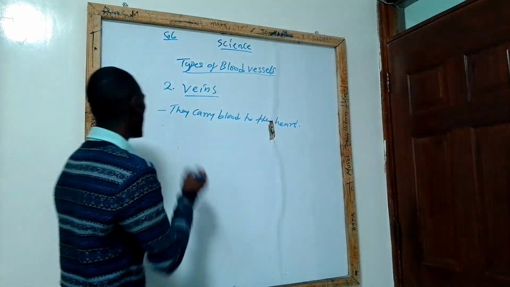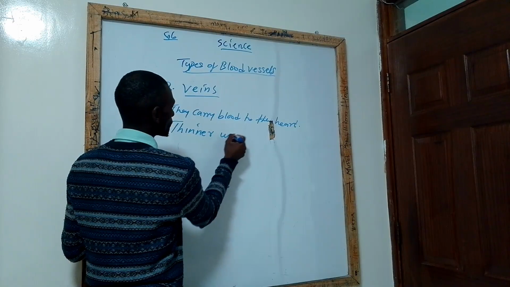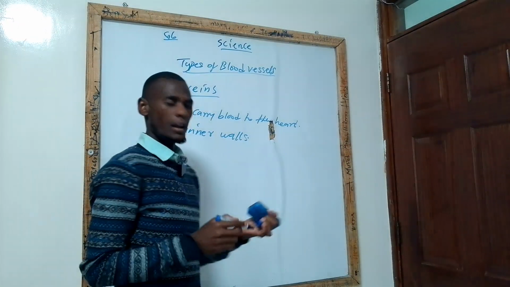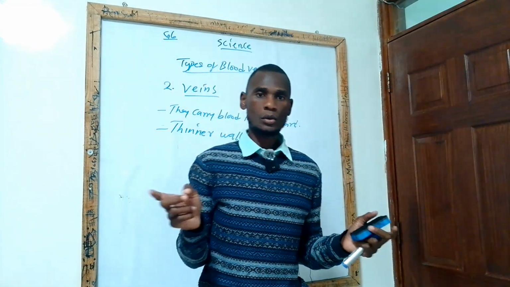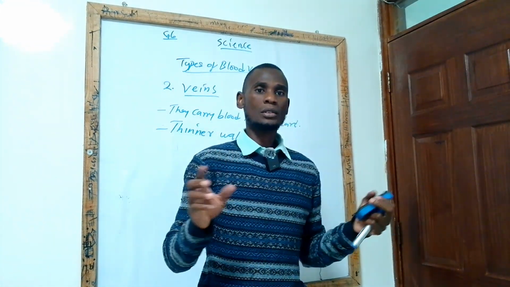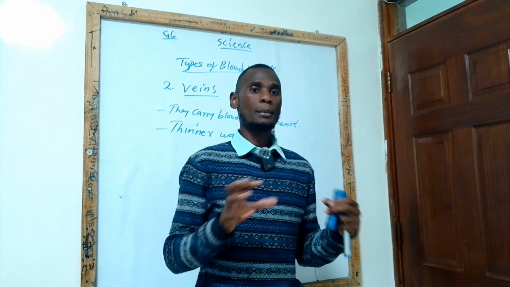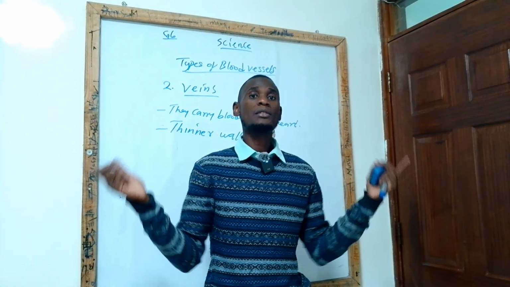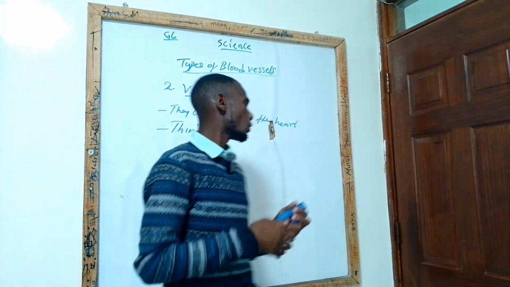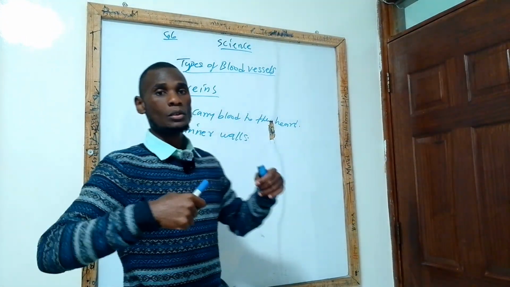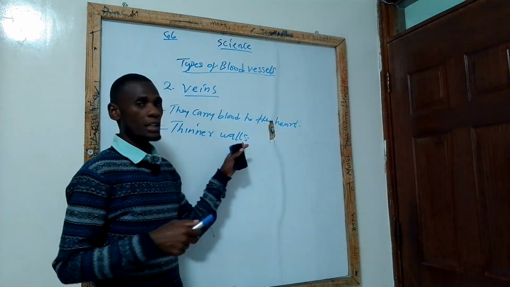Then these ones have thinner walls. Why do they have thinner walls? The blood that flows in veins does not have pressure because it is not coming from the heart. The heart is the only pump that pumps blood. So when the blood is coming from all parts of the body, there is no pressure bringing it in. Therefore, they don't need thick walls because there is no pressure. So they have thinner walls.